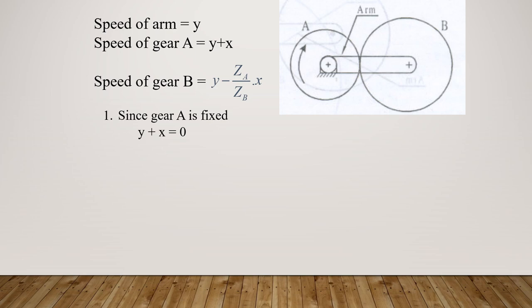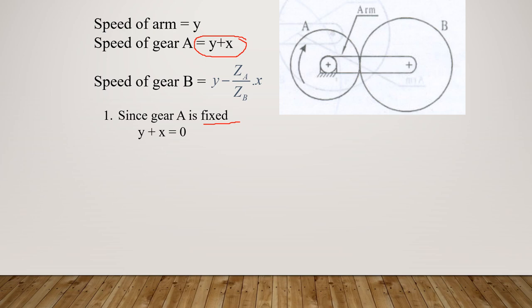First, since gear A is fixed, in the given case they are telling that gear A is fixed, that means gear A will have a speed of 0. According to the table we got y plus x as the speed of gear A. But in the question they are telling it is fixed. So equate those two, what you got from the table and what is given in the question. So y plus x equal to 0, since it is fixed.